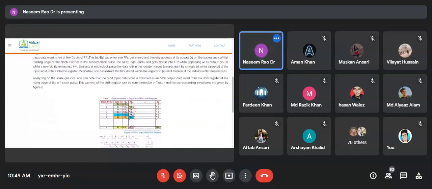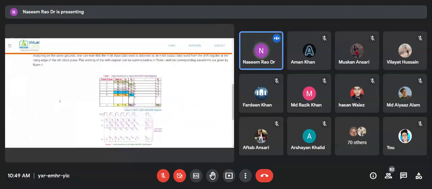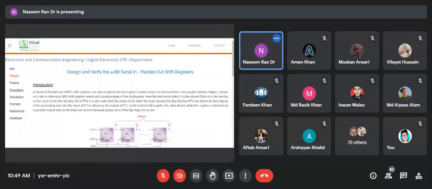So we put B1 here, and the shift register is shifting one bit at a time in the serial manner. So you can see here, and the next is the procedure and simulation.